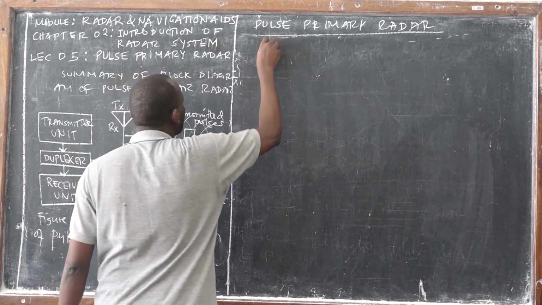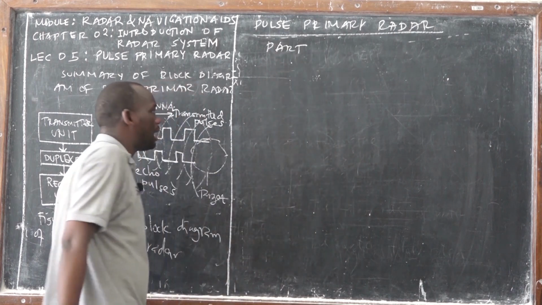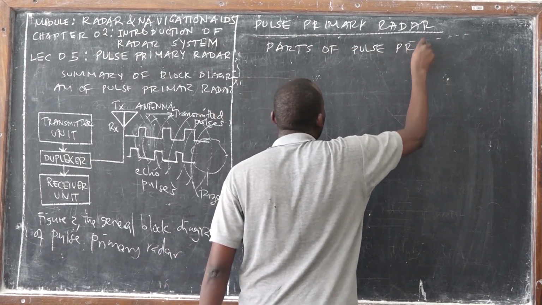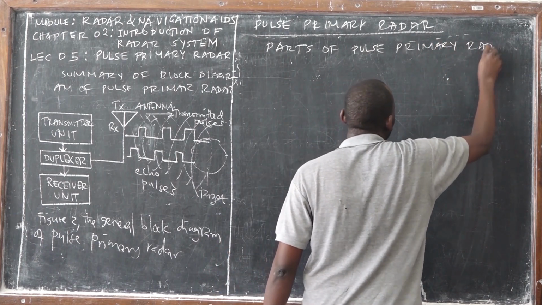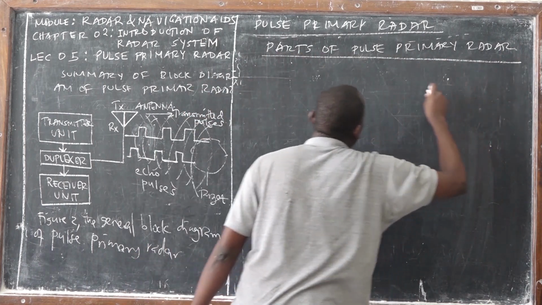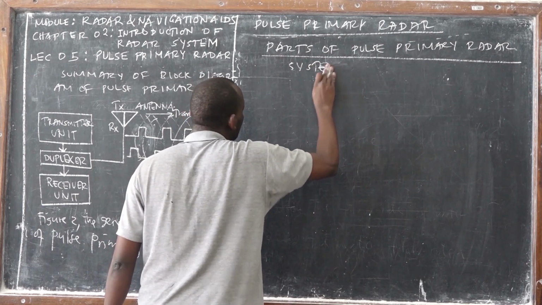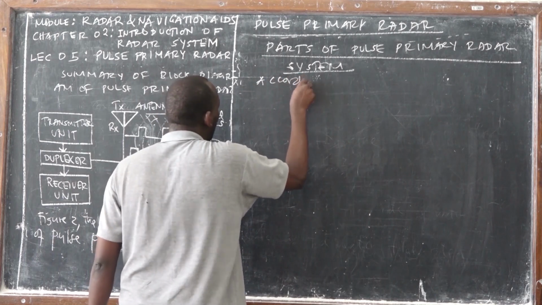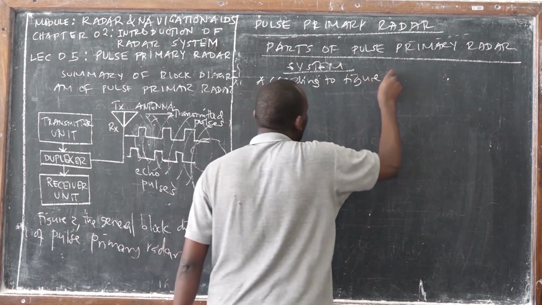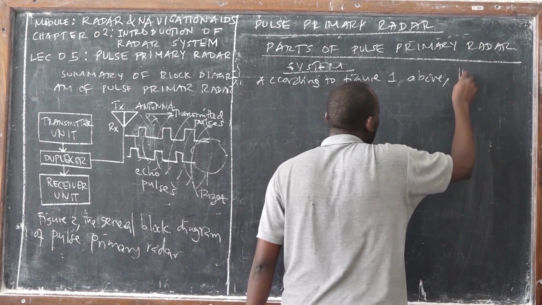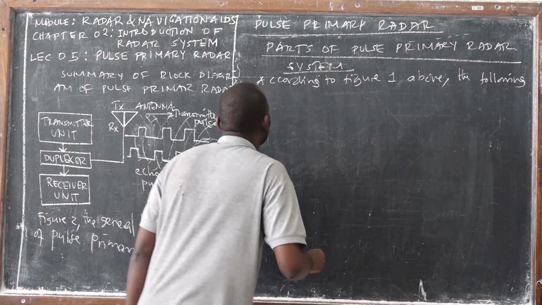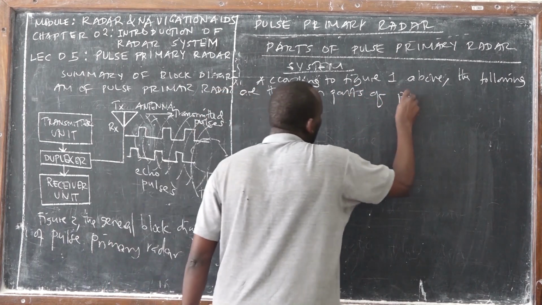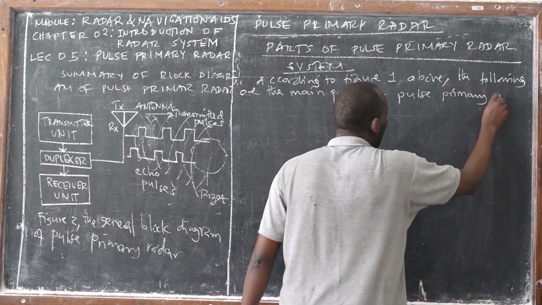After having the general block diagrams, let us now focus on the important part which you have been told in the sub-enabling outcomes of this module, which is the parts of a pulse primary radar system. Parts of primary radar system. According to figure 1 above, the following are the main parts of a pulse primary radar system.